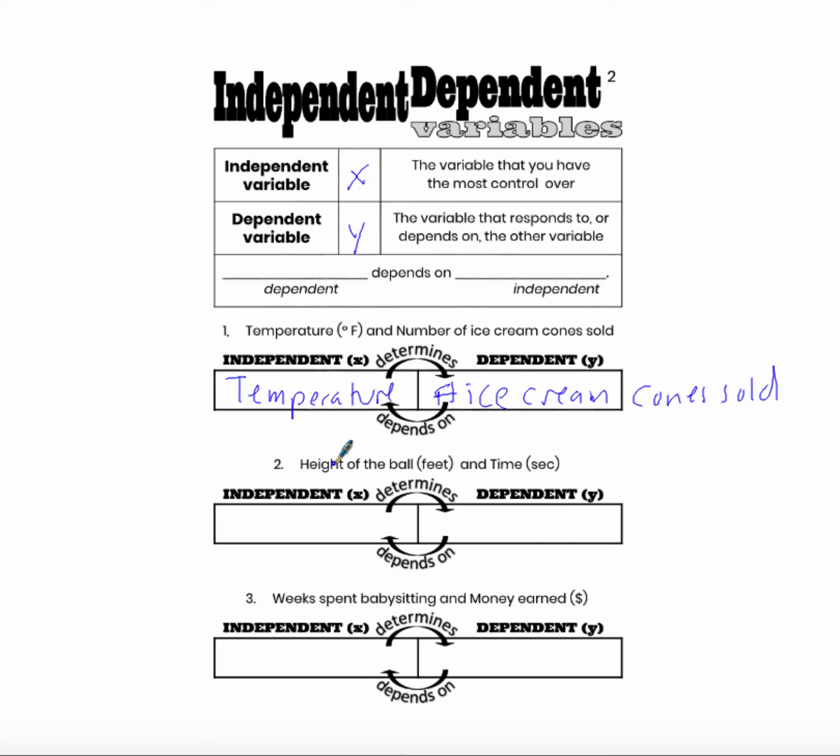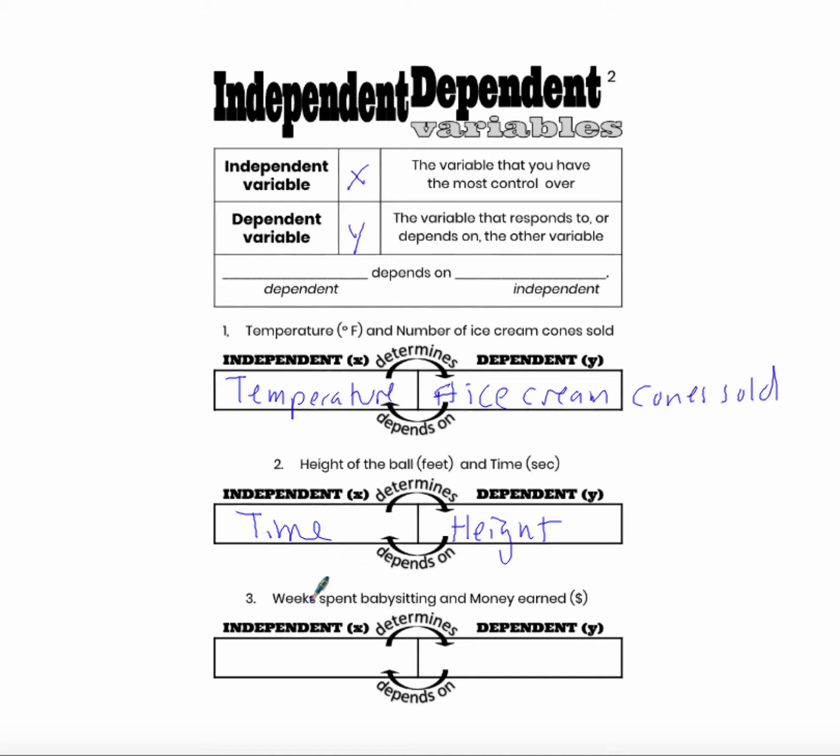Let's look at this one. Does the height of the ball depend on time, or does time depend on the height of the ball? Here, the height of the ball certainly depends on time. So height is dependent, time is independent, and actually time is almost always independent. Time is almost always our x. So we can say time determines how high the ball is, the height of the ball depends on the time.